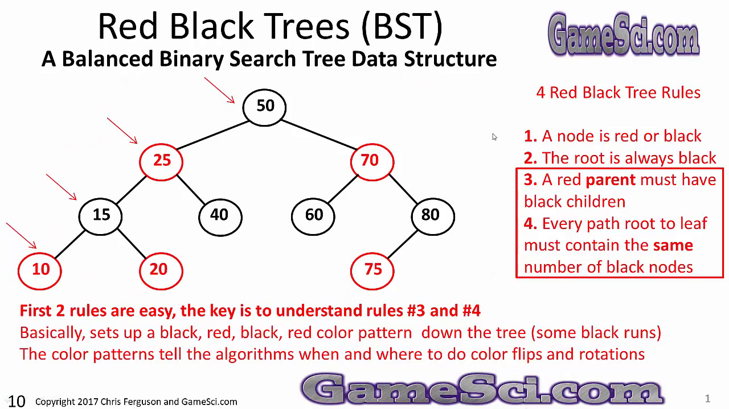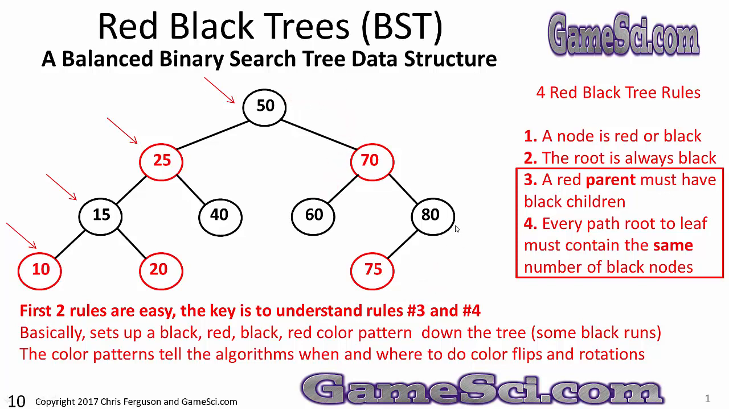The first 2 rules are easy. Each node is red or black. The root is always black. Those are the simple rules. They're simple and easy. The key to understanding red-black algorithms is rules number 3 and 4. Basically, what rules 3 and 4 do is set up a black, red pattern all the way down the tree. Once in a while, you can get some black runs in it, but for the most part, we're talking about a black, red pattern.